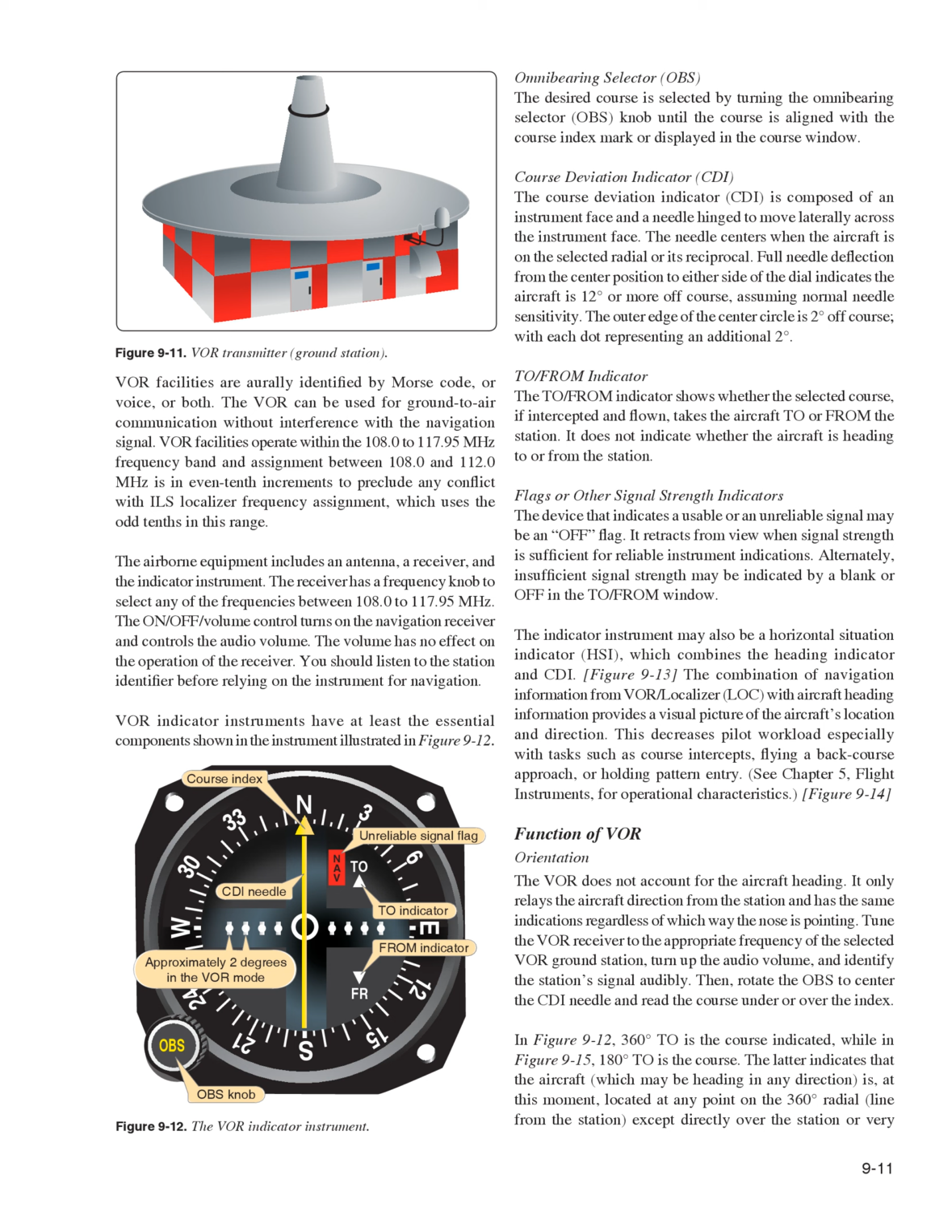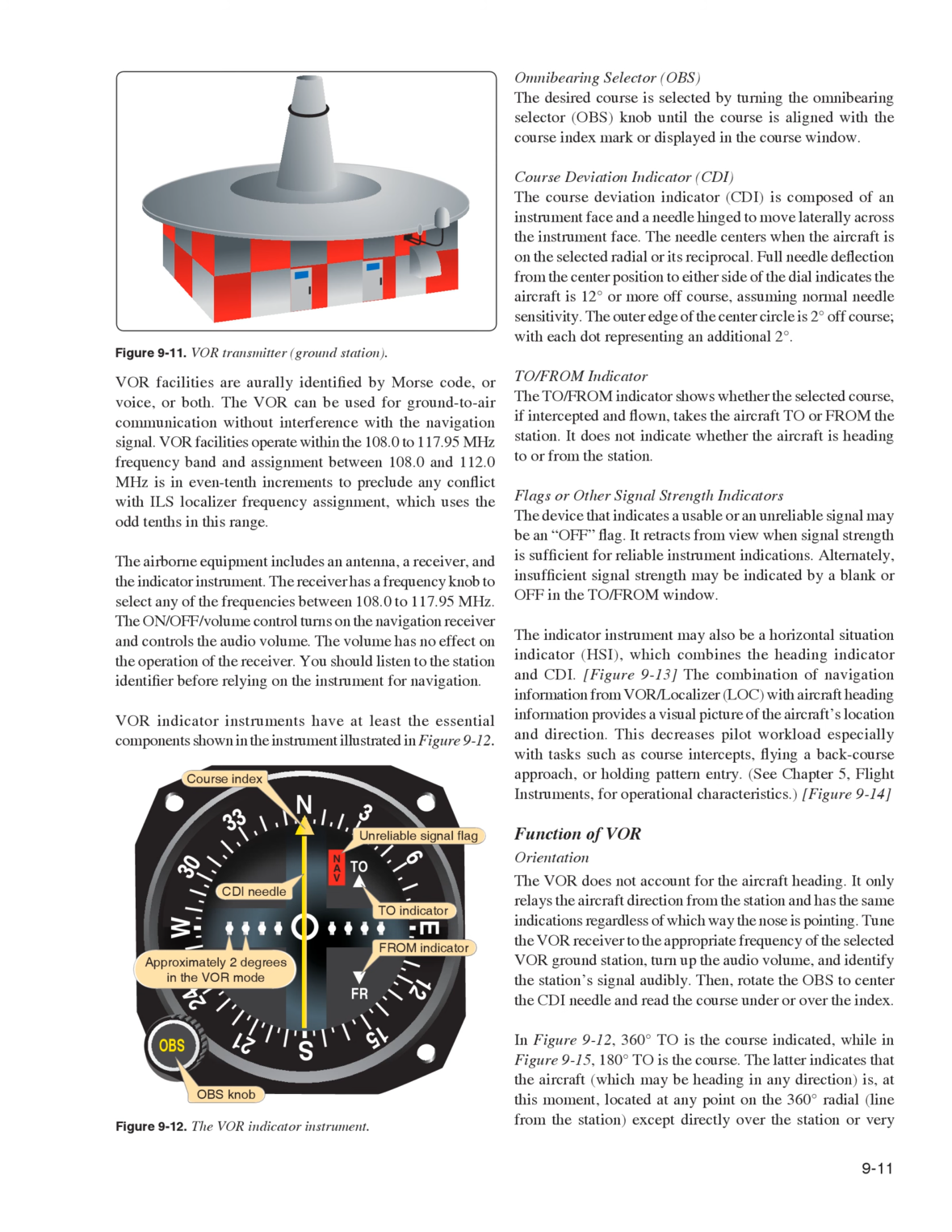Flags or other signal strength indicators. The device that indicates a usable or an unreliable signal may be an off flag. It retracts from view when signal strength is sufficient for reliable instrument indications. Alternately, insufficient signal strength may be indicated by a blank or OFF in the TO/FROM window.